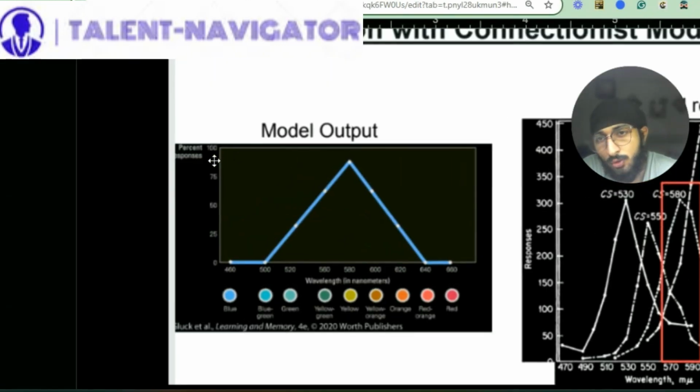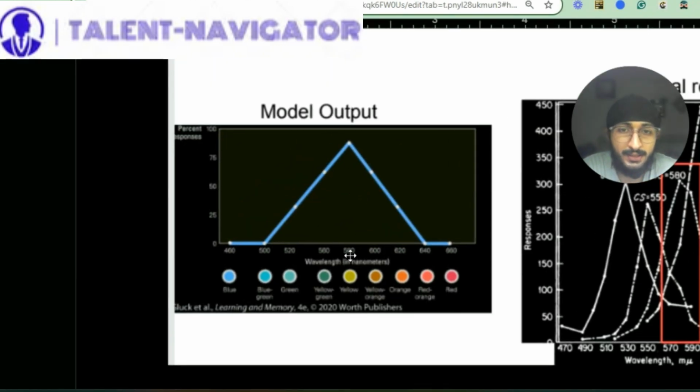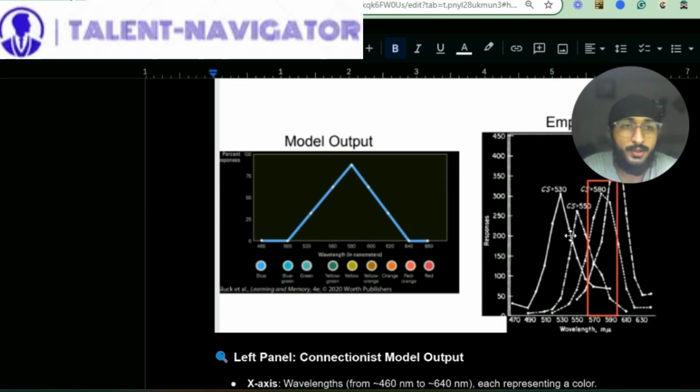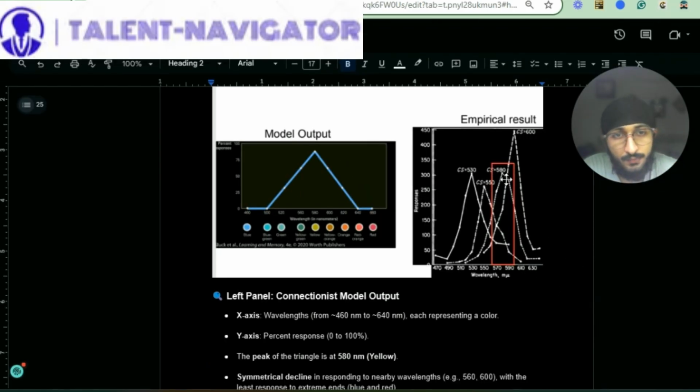Now you can see this is the graph, percent of responses and wavelength. As you can see, the maximum response is for yellow, at lambda 580 nanometers. Here also you can see the empirical result for 580 nanometers.